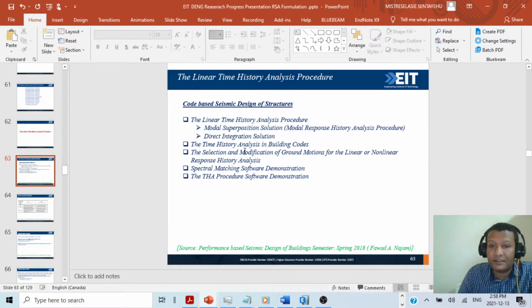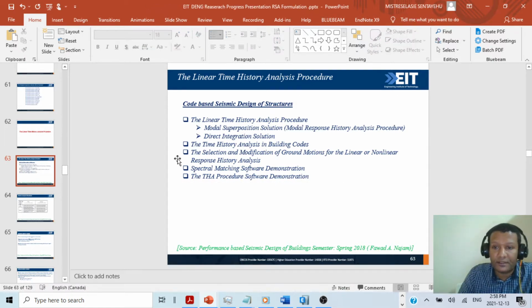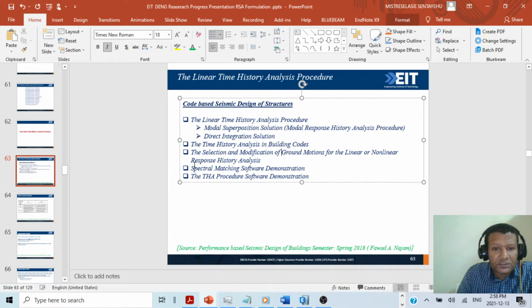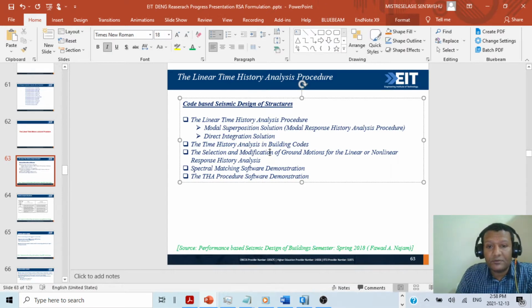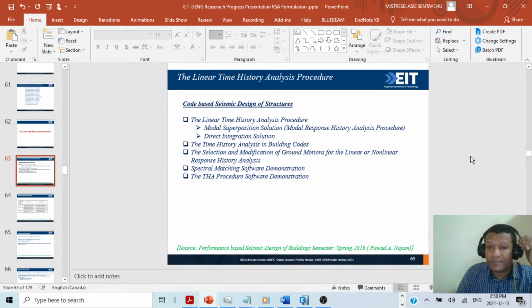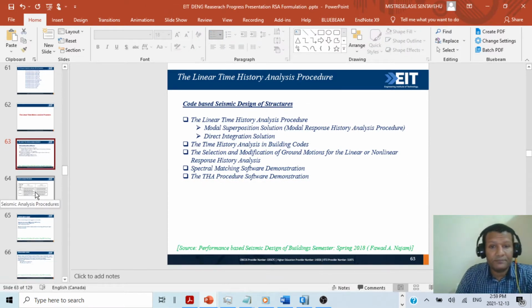The time history analysis in the building code also, UBC, IBC, what their instruction is, we will see. The selection and modification of ground motion for linear or non-linear response history analysis. This is also very important because we are going to extract data, and we will see it in a minute. Not only extracting, but we have to match it to our target response spectra. So we will discuss that also. The time history analysis procedure, software demonstration also we are going to see.